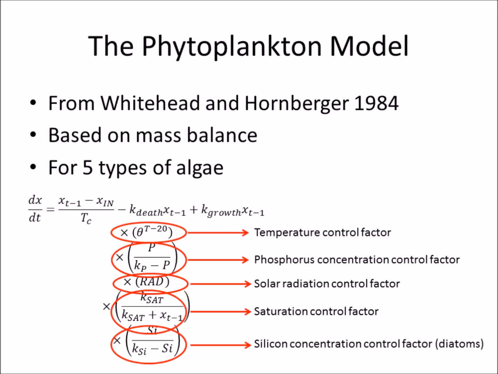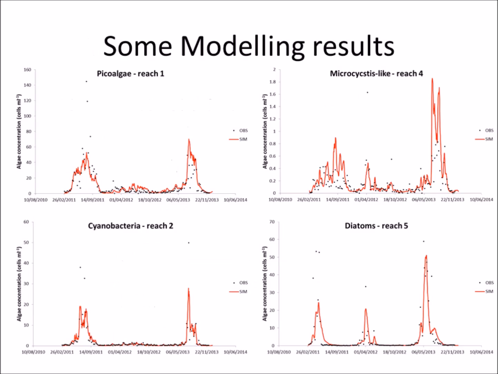And then for diatoms, we know that silica is another factor that controls algal populations. We can use the cytology data to actually help us fit the model. So here's fitting the model to microcystis, picoalgae, to cyanobacteria, and to diatoms. So we're trying to capture the major processes operating in this system.